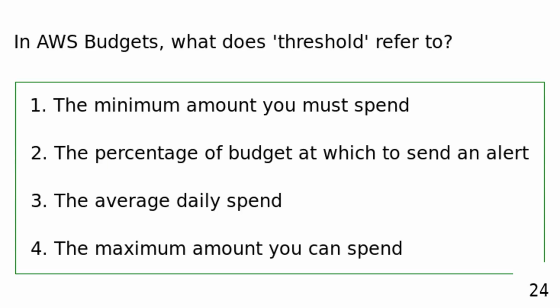In AWS Budgets, what does threshold refer to? The minimum amount you must spend. The percentage of budget at which to send an alert. The average daily spend. The maximum amount you can spend.